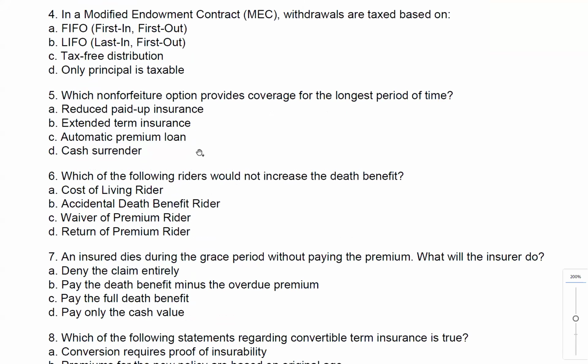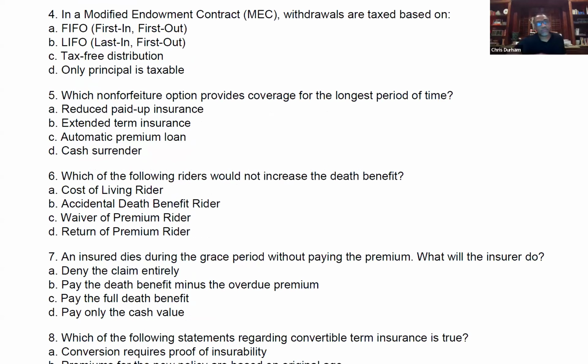Which non-forfeiture option provides coverage for the longest period of time? Reduced paid-up insurance, extended term insurance, automatic premium loan, or cash surrender? Is it B? No, the answer is not B. It's not B, and the answer is A. And let's discuss.